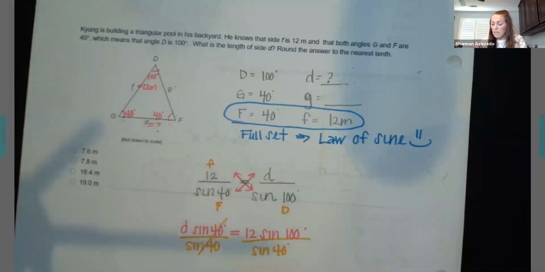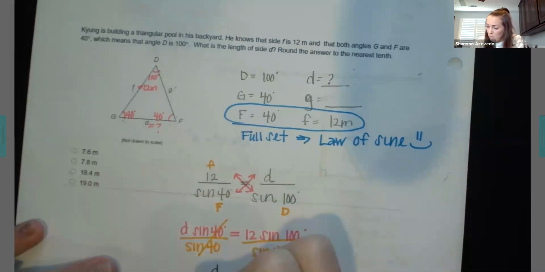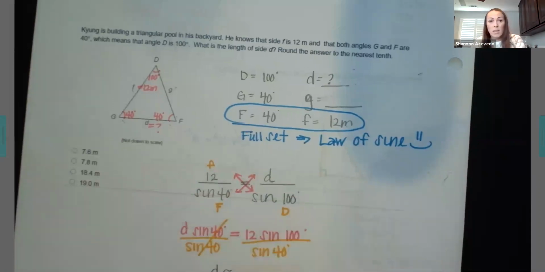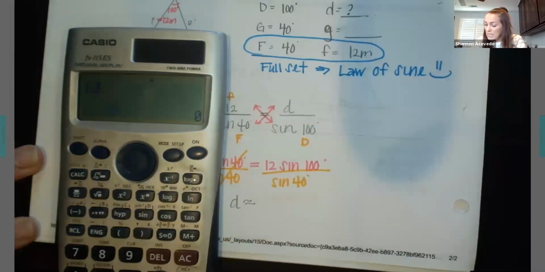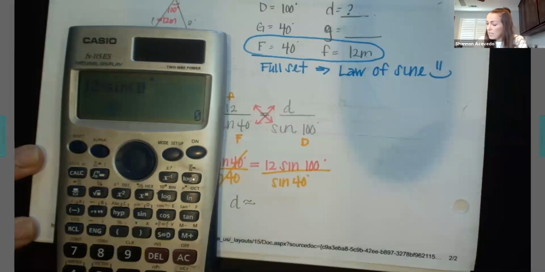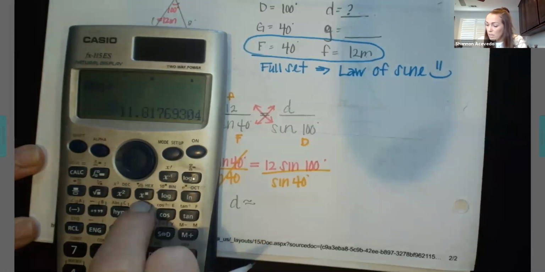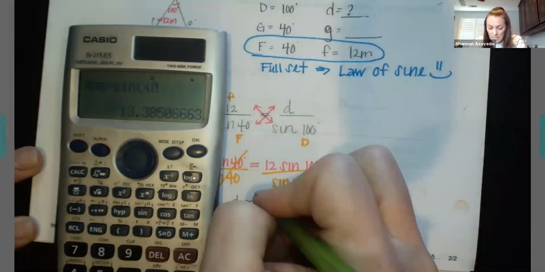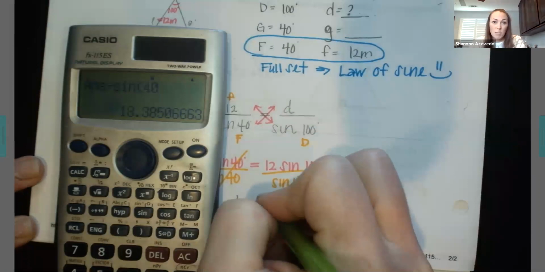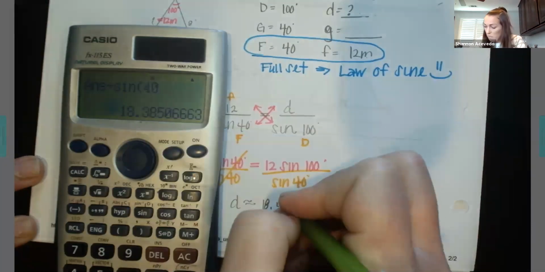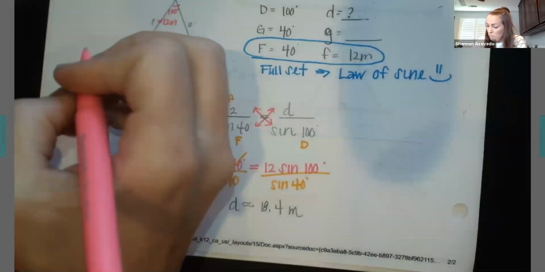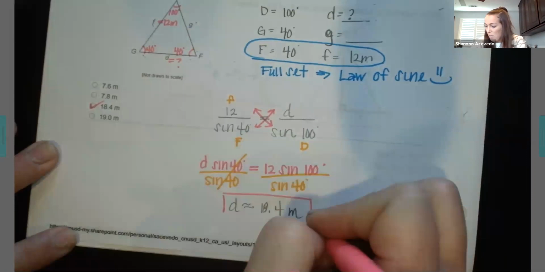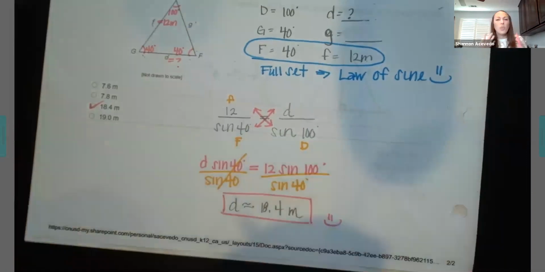And this tells me then that D is going to be approximately, I go to my calculator and I do 12 times sine of 100 is equal to, and then I do divided by my sine of 40, and I get 18 point, this rounds to 18.4 meters. And I look over here and my 18.4 meters, there's my answer. And we are done. Do I have any other questions?